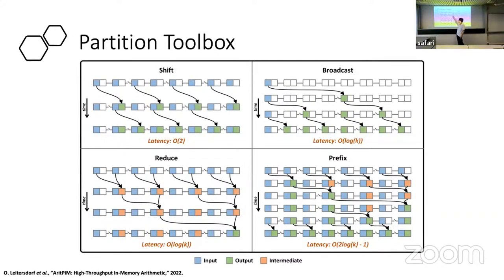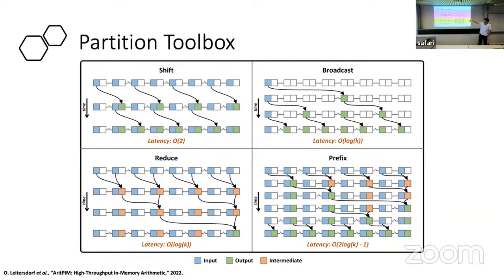First is shift, where we do it in O of 2. After that, we have broadcast, where a single partition stores a single bit. We want to broadcast it to all the other partitions. Essentially here, it's a tree structure that gives logarithmic time complexity. We also have reduce, that's the other way around. Each partition has its own bits. We want to compute, for example, the AND of all the bits, store it in a single partition. That's a reverse tree and also log of k time.